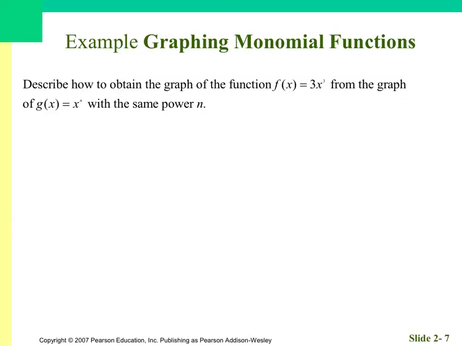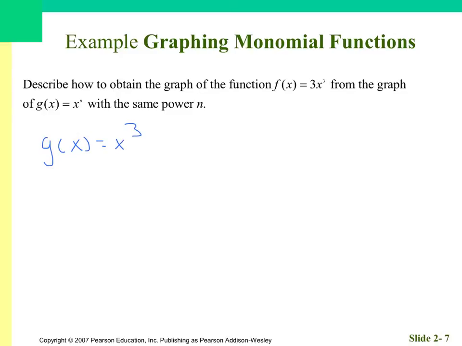So describe how to obtain the graph of a function f of x equals 3x to the third from the graph of g of x equals x to the n with the same power n. So if you think about this, g of x had to be x to the third. So what does that 3 mean? Well, it's a vertical stretch by a factor of 3, because a is 3.